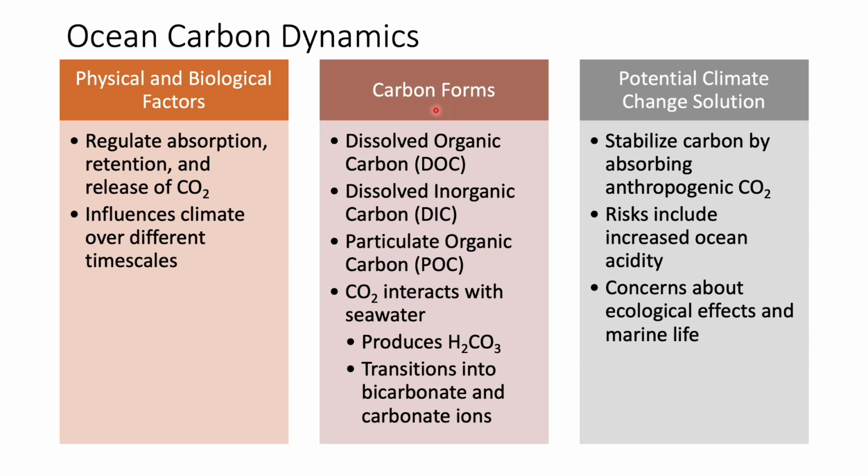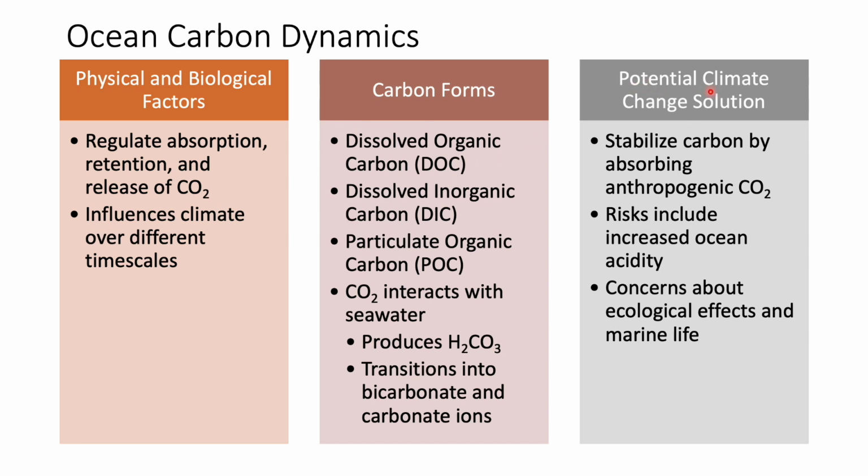And what are the different carbon forms that are involved? One is dissolved organic carbon, which is DOC, then dissolved inorganic carbon. So these are the two major species. Then we have particulate organic carbon, and carbon dioxide interacting with seawater, which produces carbonic acid and transitions into bicarbonate and carbonate anion. So these are all the various carbon forms that are involved in the ocean or aqueous conditions.